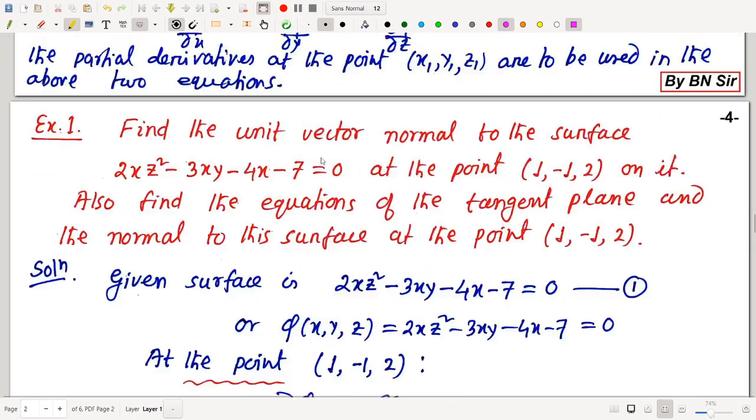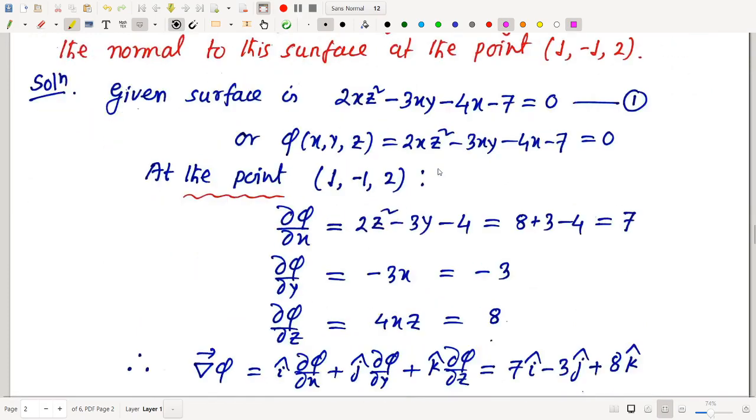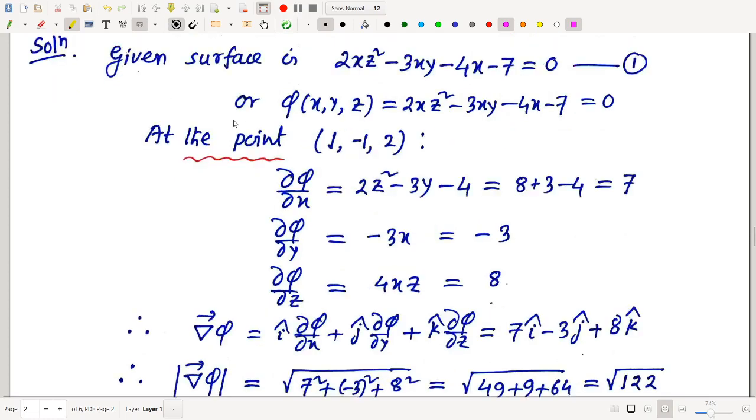So the unit vector will be given by grad phi divided by magnitude of grad phi. So let us see what phi is here. The given equation is the equation of the surface. So the left side let us name as phi(x, y, z). So phi(x, y, z) equal to 2xz square minus 3xy minus 4x minus 7 equal to 0. So this is phi, and our surface is phi(x, y, z) equal to 0. At the point (1, minus 1, 2), here x1, y1 and z1 are 1, minus 1 and 2.